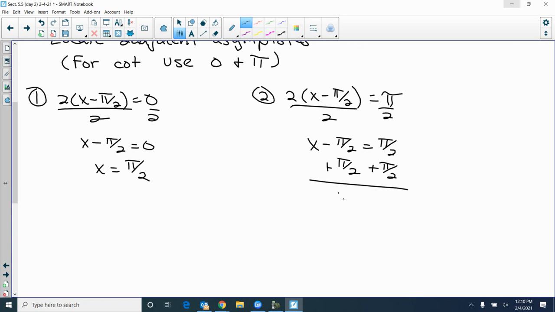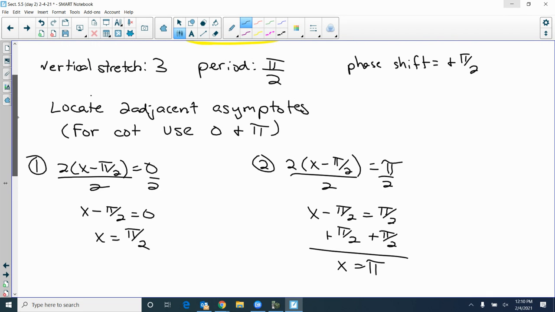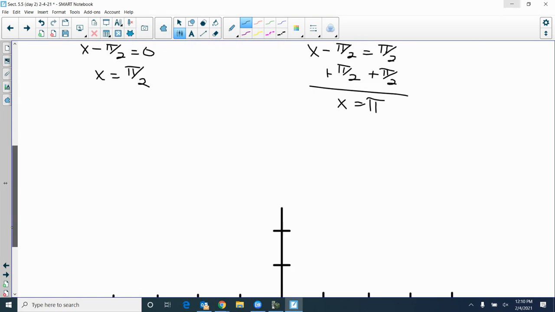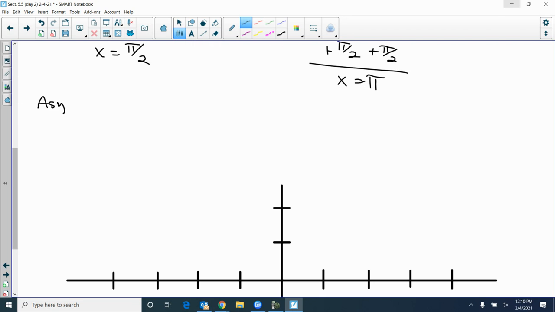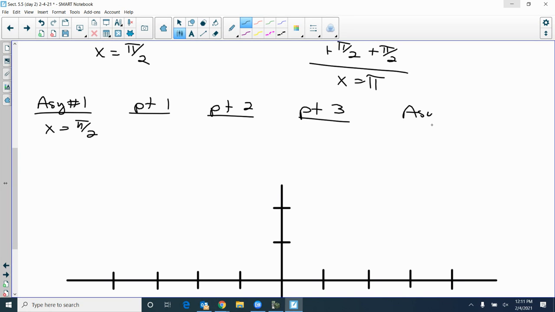That gives me pi. All right, hopefully it makes sense since we said the period is pi over 2, that the distance between the first and the second one is pi over 2. If it's not, then you messed something up. You messed up the period, or you messed up figuring out what the asymptotes are. All right, so now you got asymptote number 1, which is x equals pi over 2. Then we're going to have point 1, point 2, point 3. And then asymptote number 2, which is x equals pi.